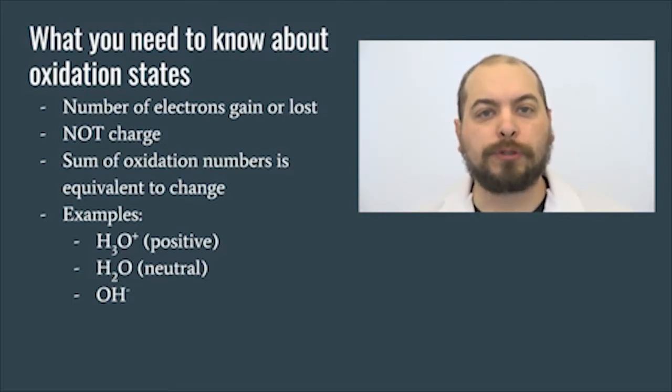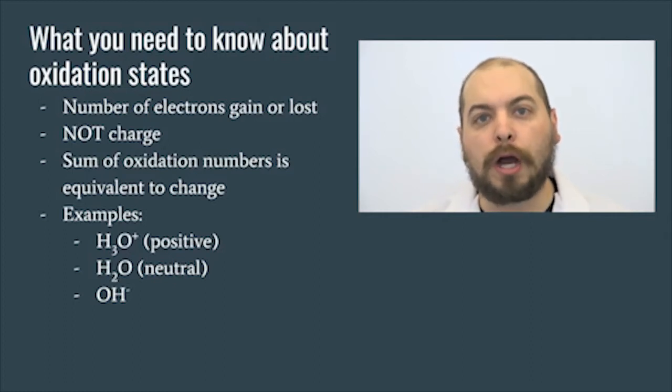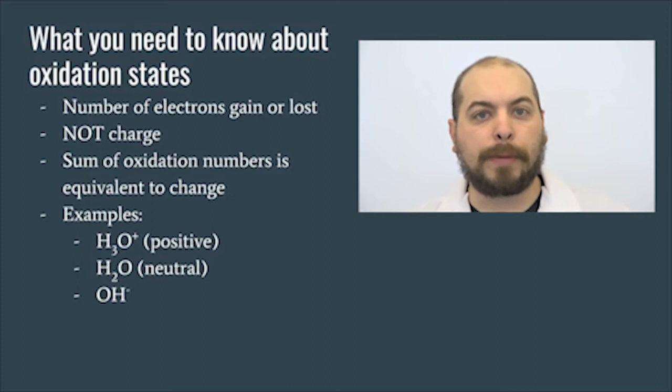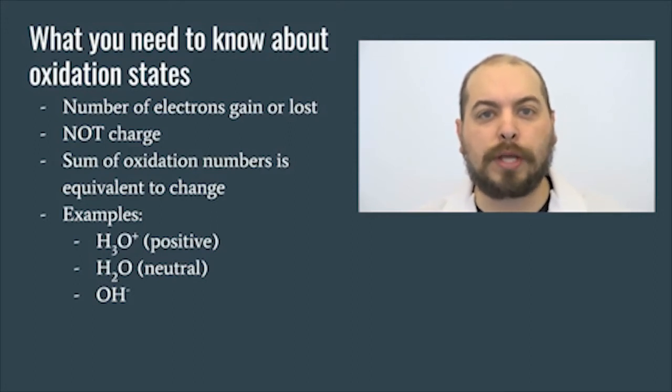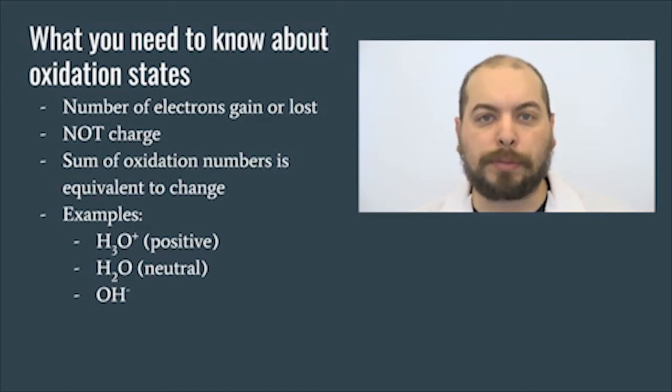Let's start with the first rule of oxidation numbers, and that is that the total sum of the oxidation numbers in a compound or an ion must add up to the overall charge of that compound or ion. Many compounds are neutral, which means that the sum of oxidation numbers must add up to 0. But in some cases, we're dealing with polyatomic ions. For instance, H3O+, the hydronium ion, has a +1 charge. This means that the sum of oxidation numbers of all atoms within the hydronium ion must add up to +1.